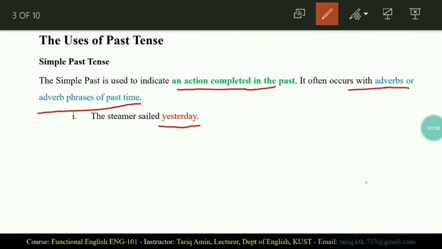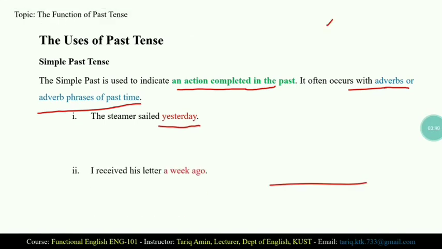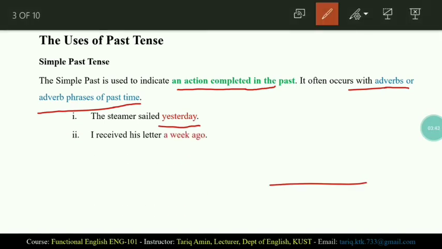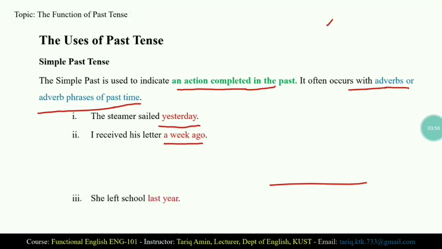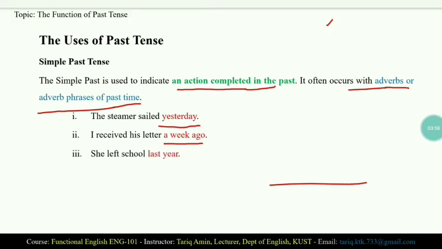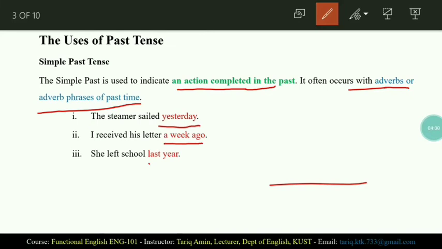In the second example, I received his letter a week ago. A week ago is an adverb phrase of past time. It is not an adverb, it is an adverb phrase. It is an adverb phrase of past time. And she left school last year. In this example, last year is an adverb phrase of past time.